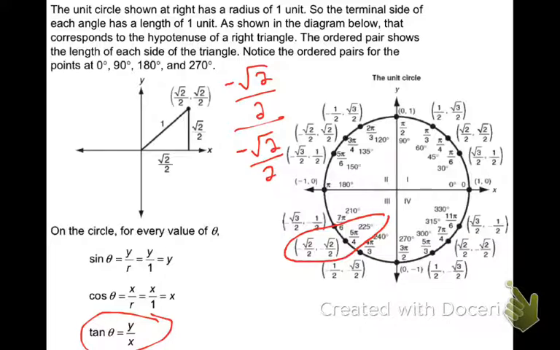So I'm going to multiply by the reciprocal. My 2's cancel. My square roots cancel. A negative times a negative is a positive. And I'm going to get 1. So tangent's a little bit tougher because you actually do have to do some work there to simplify it.